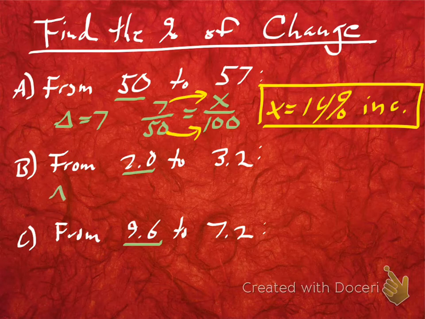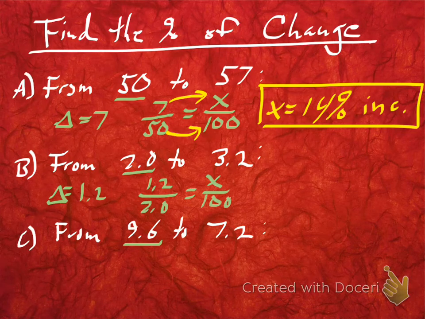You should have found that the change here is 1.2. Agreed? Okay, now take 1.2 and divide it by 2.0, which is equal to x over 100. Now we have decimals in this one, so I'm going to cross multiply and divide. I get 2.0x, or just 2x. Let's get rid of that 0.0. Let's just call it 2x, and that's going to equal 1.2 times 100.